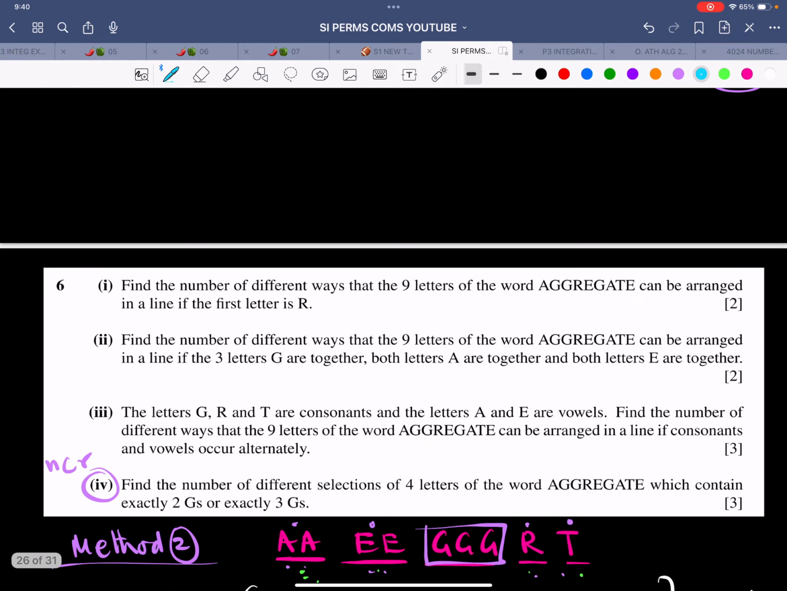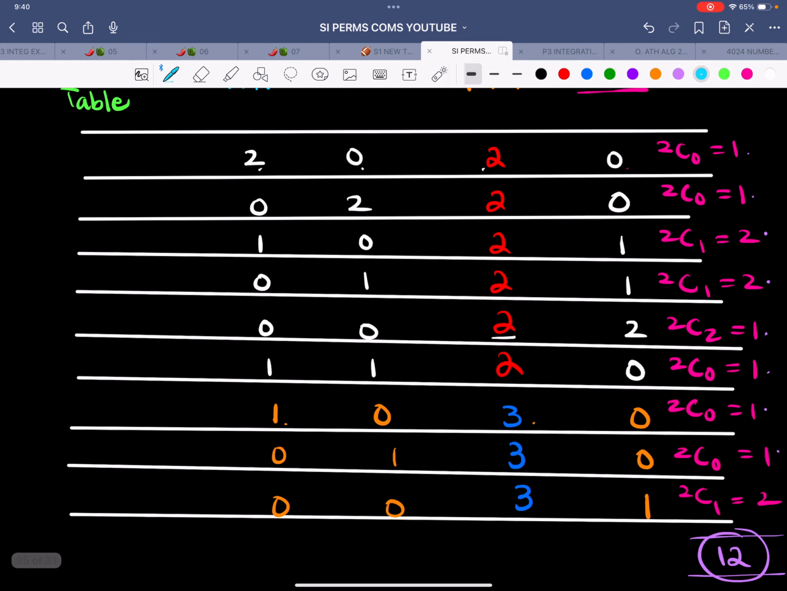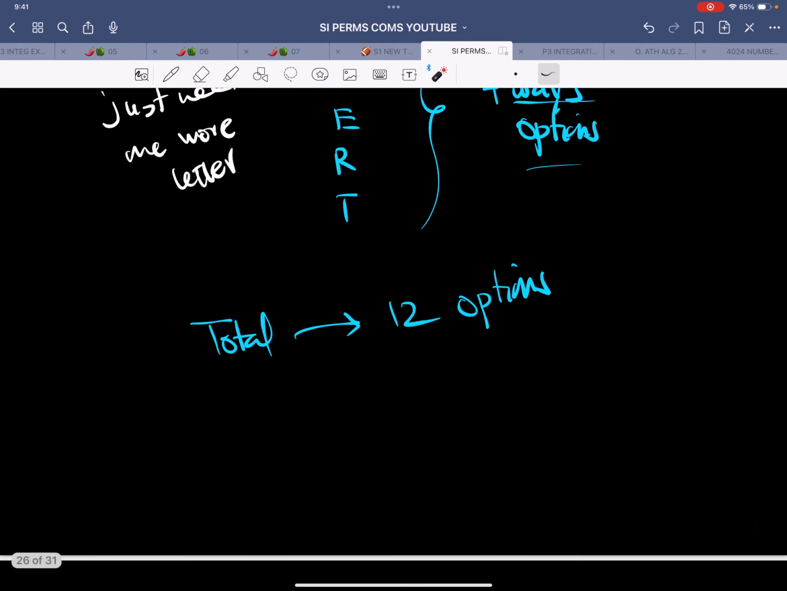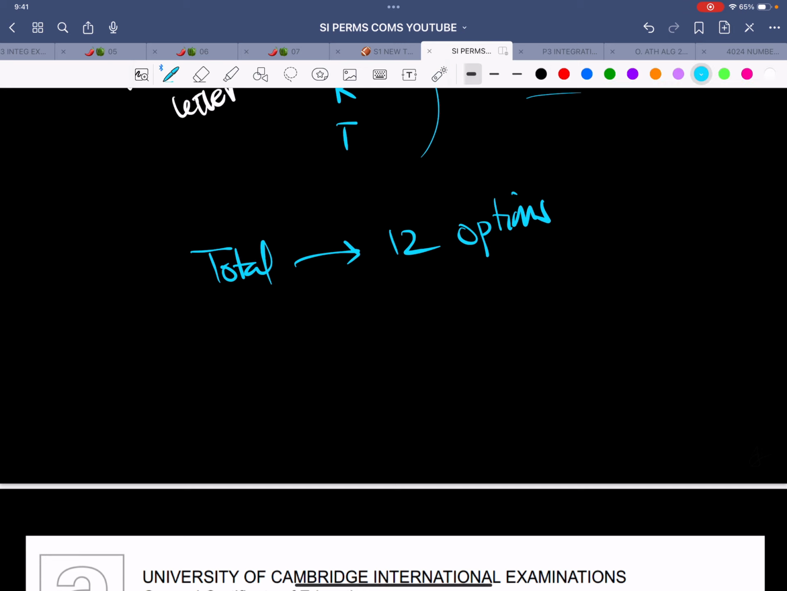So basically for 2 G's there were 8 options. Let's double check. This is 1, 2, 3, 4, 5, 6, 7, 8. So there were 8 options for 2 G's and there were 4 options for 3 G's. This exactly matches with this. So that was the famous question A, G, G, R, E, G, A, T, E.